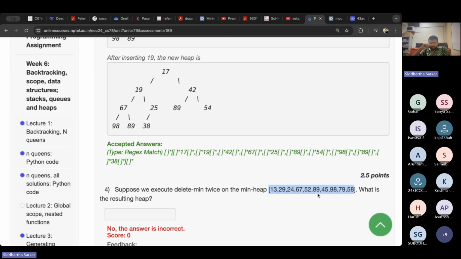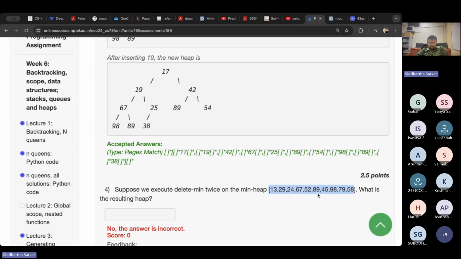The last element. 58. Okay. So in the original list, 58 is the last element. Yes.